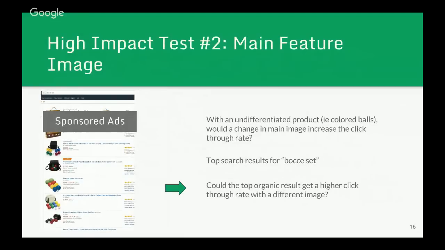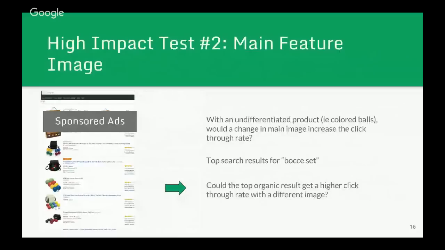So from what we've seen, the other really high impact test, or really low hanging fruit, is to change your main feature image. Again, this is probably not a huge surprise to a lot of you, but between this and the price, they're definitely the two best things to test, and they're usually the two things that can bring the biggest results to people. So we recommend testing these before you try to test your title or your keywords or anything else.